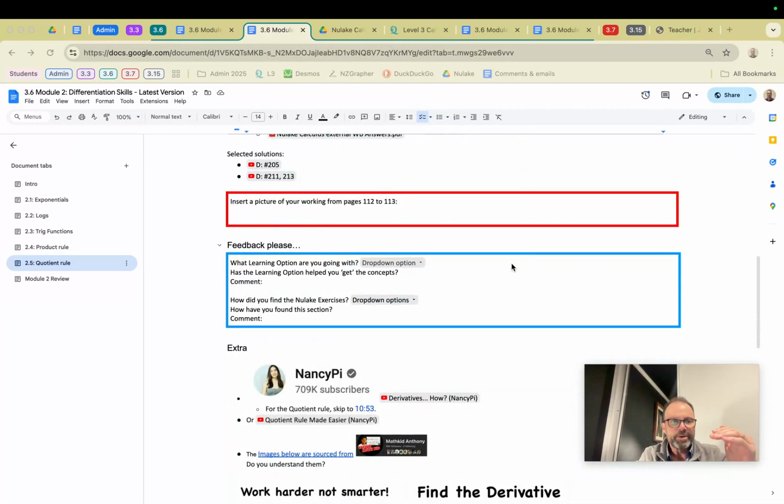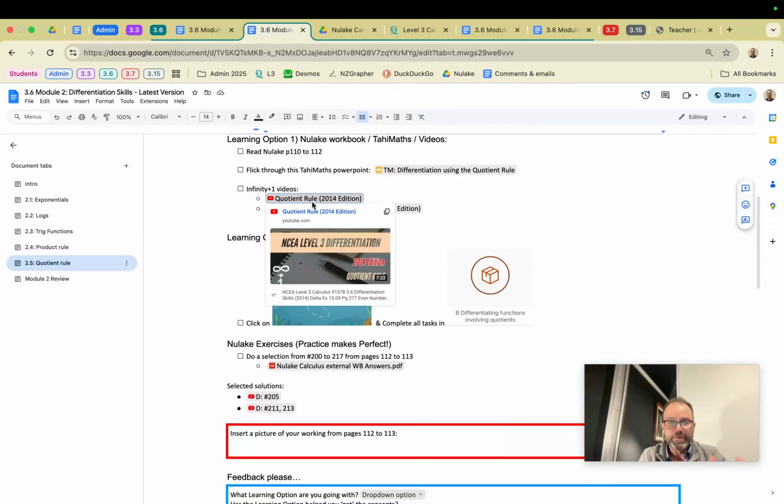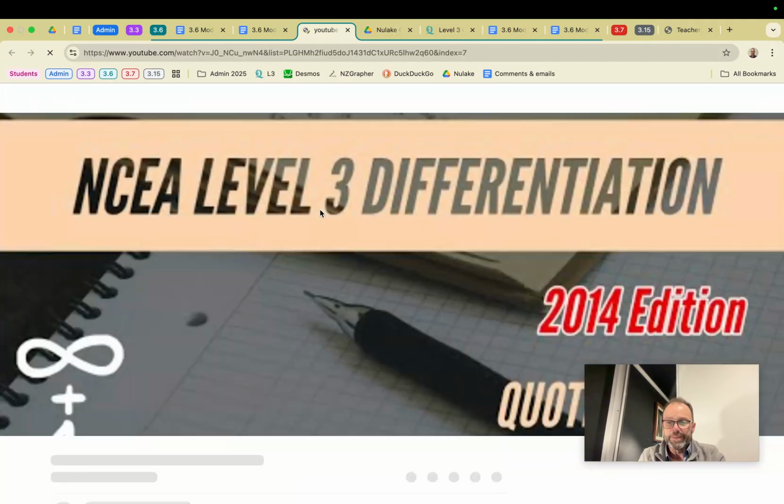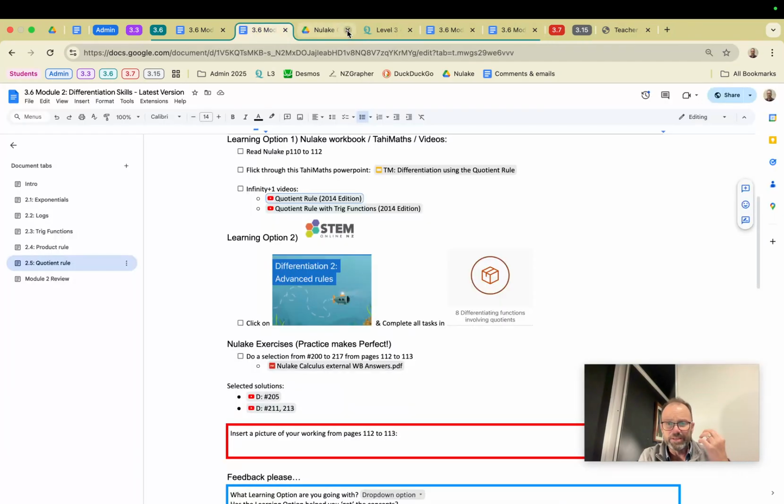Just a note, at the bottom of some of these sections, I've got extras, and this lady here, Nancy Pye, features a bit. She's pretty good. Another guy, Professor Dave. People that I think show the concepts reasonably well. And obviously, my go-to is, for example, this one down the bottom, Infinity Plus 1. Really good examples. He says it so well, and hopefully by watching his videos, you'll get the confidence.